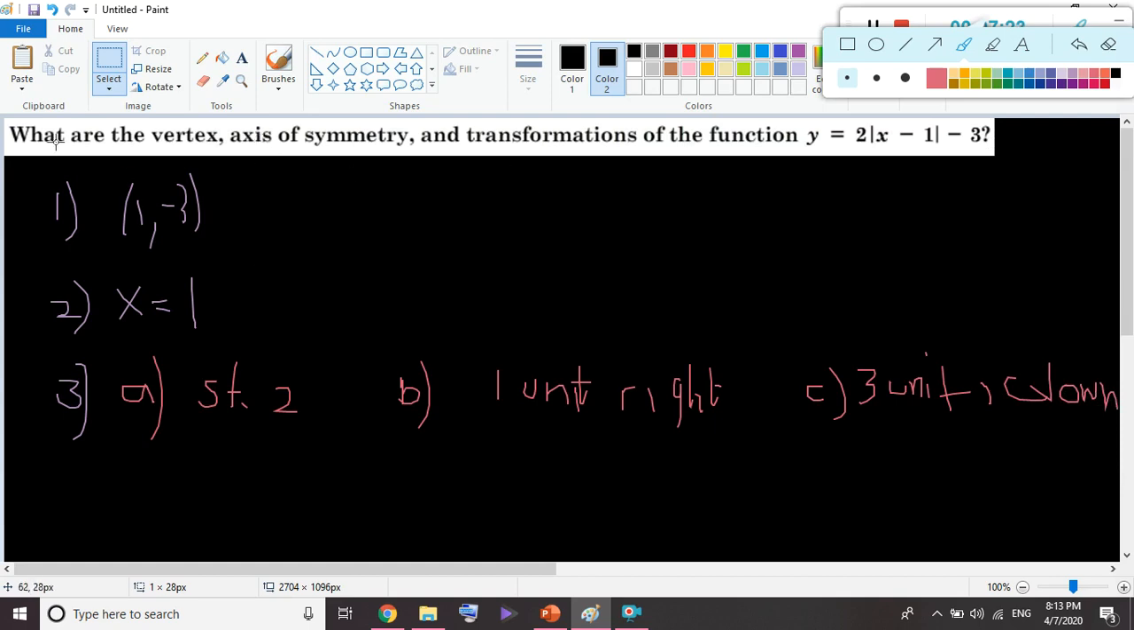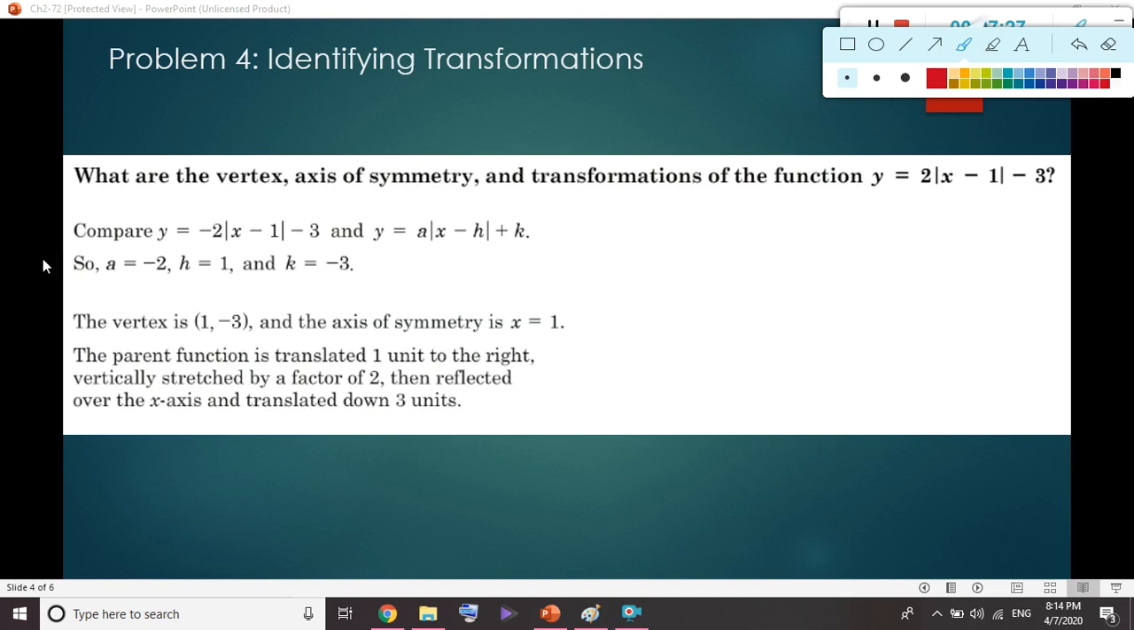So this is the answer for this question. Let's check our answers together. So again, A equals -2. A is the compression factor here. H equals 1, K equals -3. So the vertex is going to be 1, -3. The axis of symmetry is x equals 1, as we said.